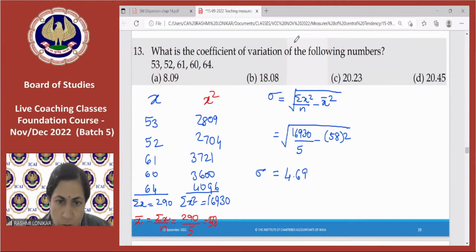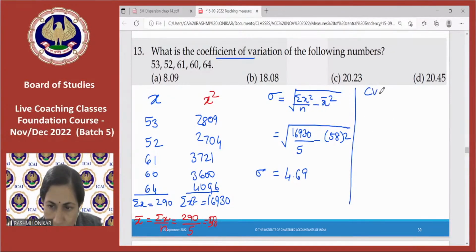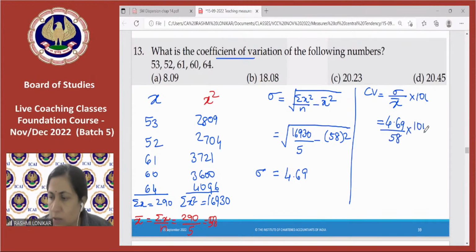But what is the question? Okay, just pay attention to the question. They're asking you the coefficient of variation. So coefficient of variation will be equal to sigma upon x bar into 100. So sigma is 4.69, x bar is 58, into 100. So this divided by 58, 8.08, which is equal to 8.09. So I think A will be the correct answer.